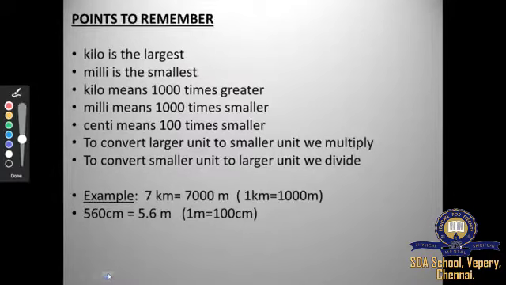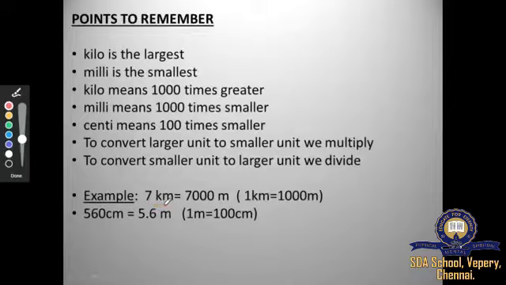Points to remember. Kilo is the largest, milli is the smallest. Kilo means 1000 times greater, milli means 1000 times smaller, centi means 100 times smaller. To convert a larger unit to a smaller unit, we multiply. To convert a smaller unit to a larger unit, we divide.